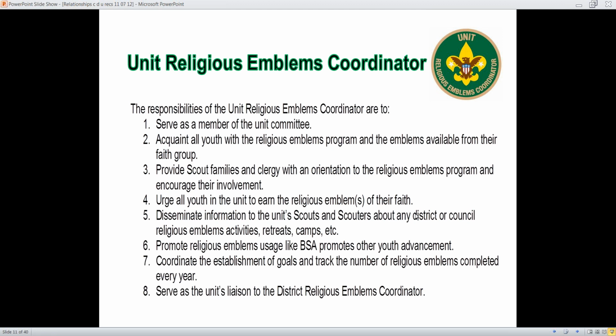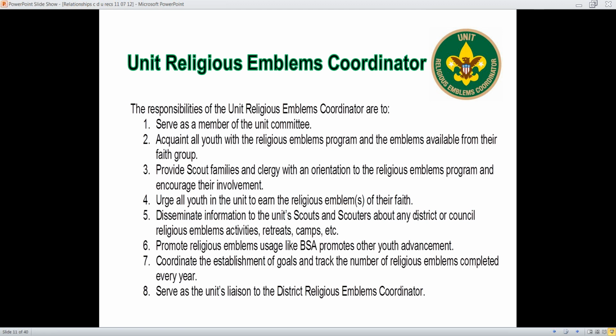Another responsibility: make sure that the family and the clergy have an orientation to religious emblems programs and encourage their involvement. I would mention that there is another upcoming webinar about presentations that can be made to universities of scouting and powwows, but also could be in an abbreviated form to the parents. There may be a parents' night meeting. Those resources will be out very, very soon, next few weeks as a matter of fact.